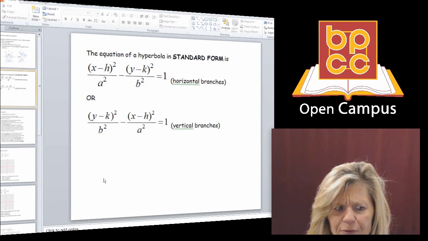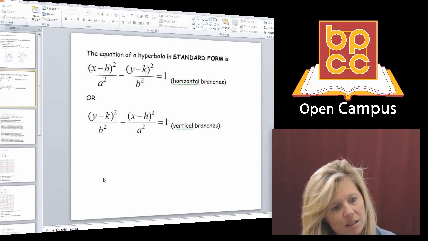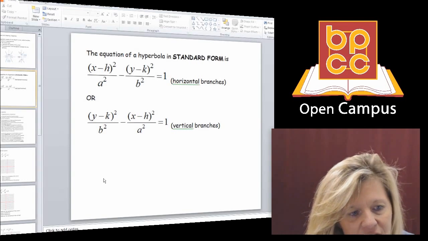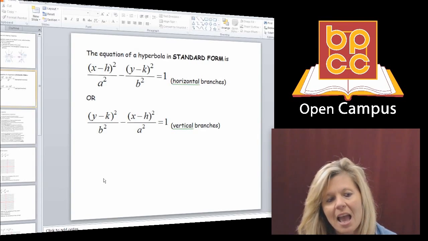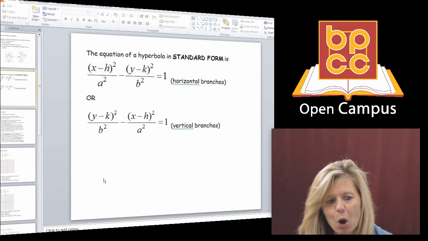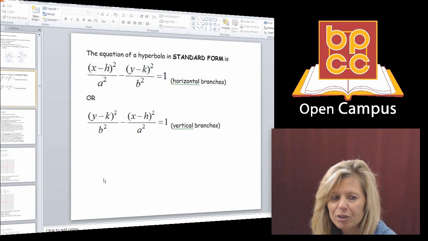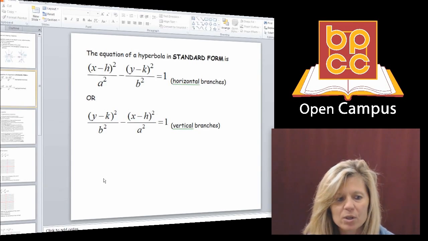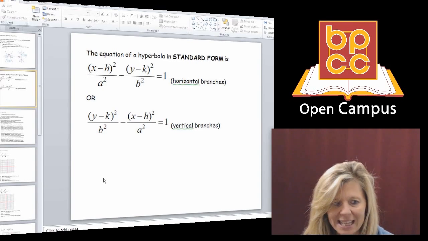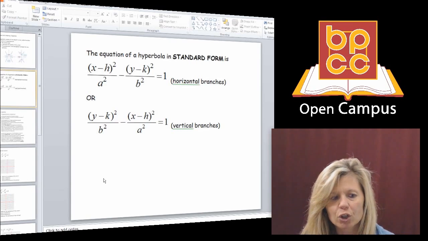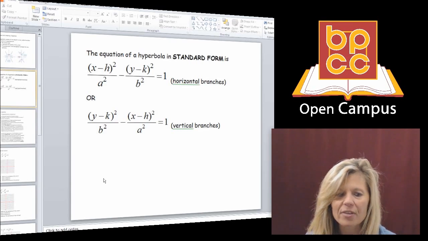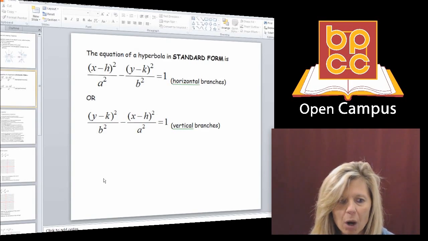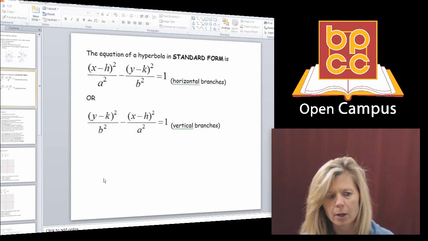So what is the difference with these equations? Well, if you look, they're not connected by addition. They're connected by subtraction. And that's why the two curves go apart. If you think about the circle and the ellipse, it was x squared plus y squared because the two curves came together. Now the curves are going apart, so that's why there's a minus. So you will know it's a hyperbola because you'll see x squared minus y squared.